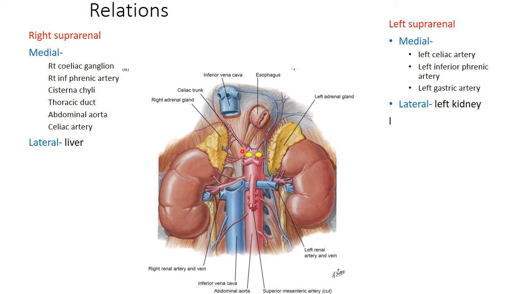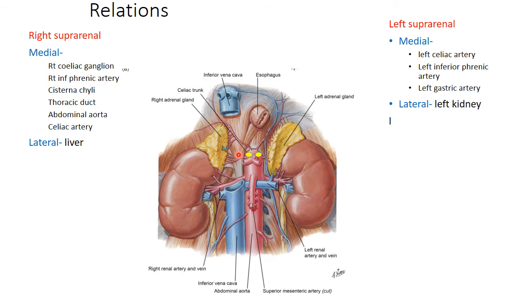So on the right side, the right border of the right suprarenal gland is related with the right celiac ganglion. Then it is also related with the right inferior phrenic artery. Appreciate over here. See carefully. This is the right inferior phrenic artery. Inferior phrenic arteries are paired branches from the aorta, and they give rise to the arteries supplying the suprarenal gland. Okay, so they are related with the right celiac ganglion, right inferior phrenic artery.